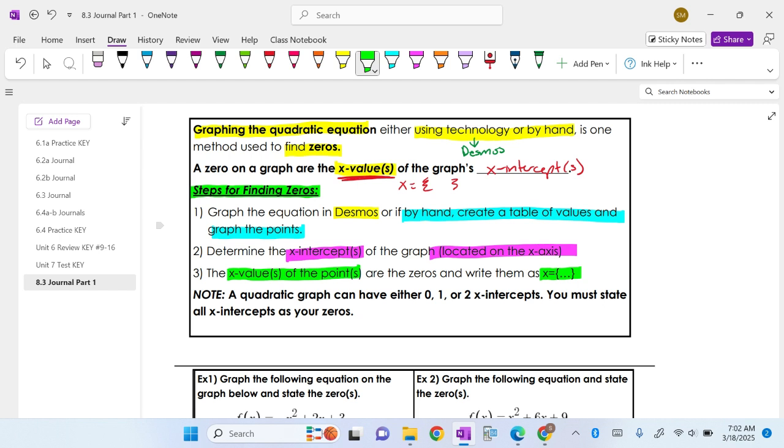and we're going to write them as x equals the set of whatever numbers. Now, remember, a quadratic graph can either have 0, 1, or 2 x-intercepts, and we have to state all the x-intercepts as your zeros. So it's not a matter of picking one or the other. If there are two, you state both.